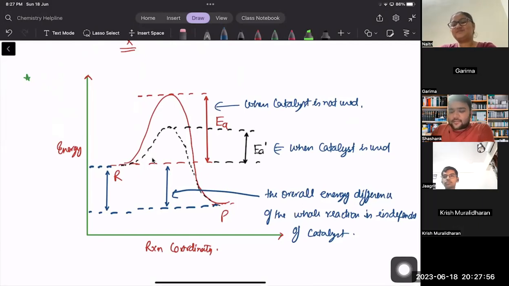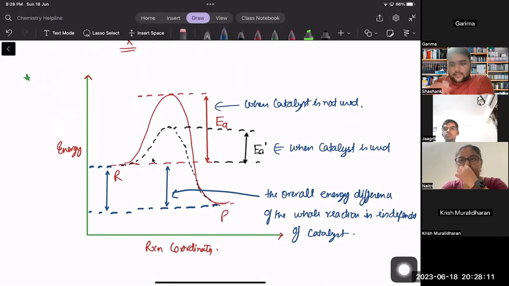In a very similar way, it does not matter. You are taking the catalyst path or you are taking without catalyst path. There will be no change in the reaction and in terms of energy of the product and reactant. The net energy difference of the reactant and product is independent of catalyst use. Understand? Garima, you have a doubt?